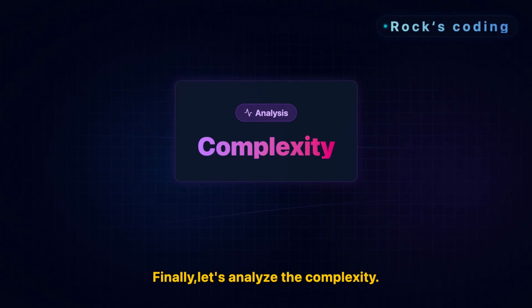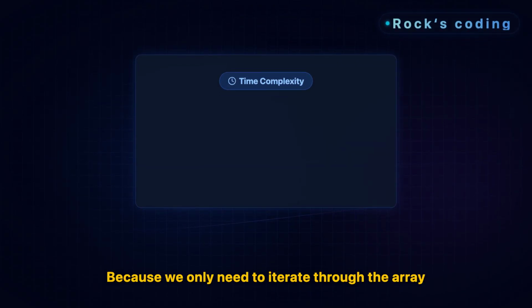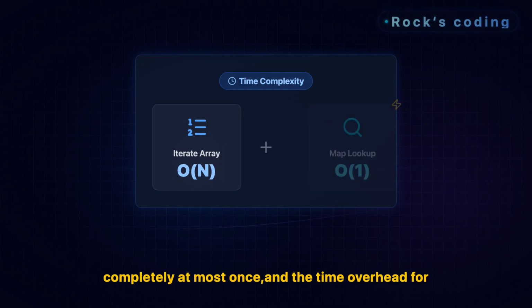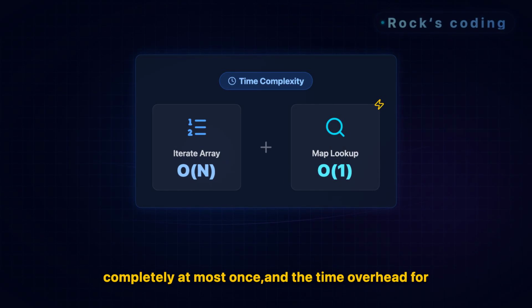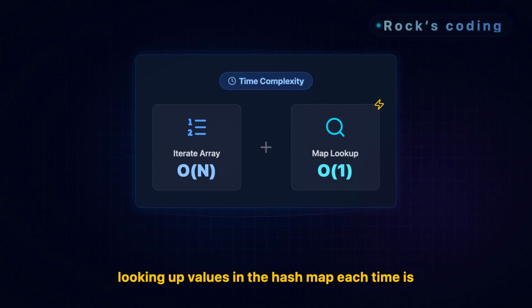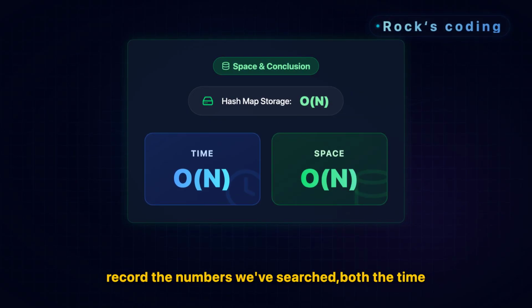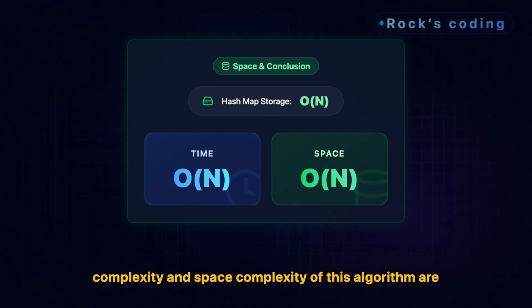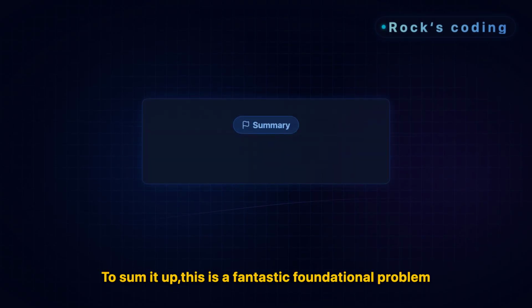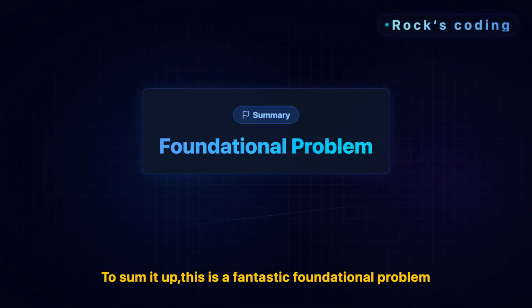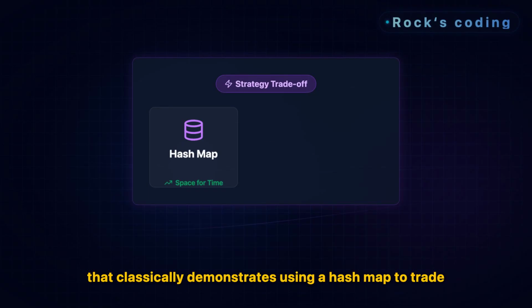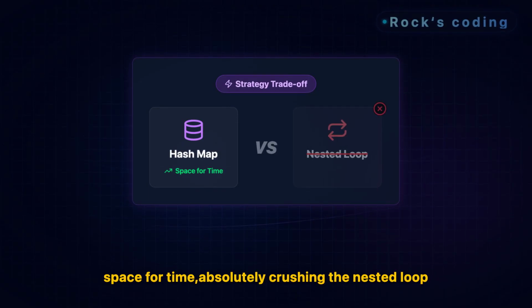Finally, let's analyze the complexity. Because we only need to iterate through the array completely at most once, and the time overhead for looking up values in the hash map each time is constant, while additionally only using one hash map to record the numbers we've searched, both the time complexity and space complexity of this algorithm are O(n). To sum it up, this is a fantastic foundational problem that classically demonstrates using a hash map to trade space for time, absolutely crushing the nested loop approach.